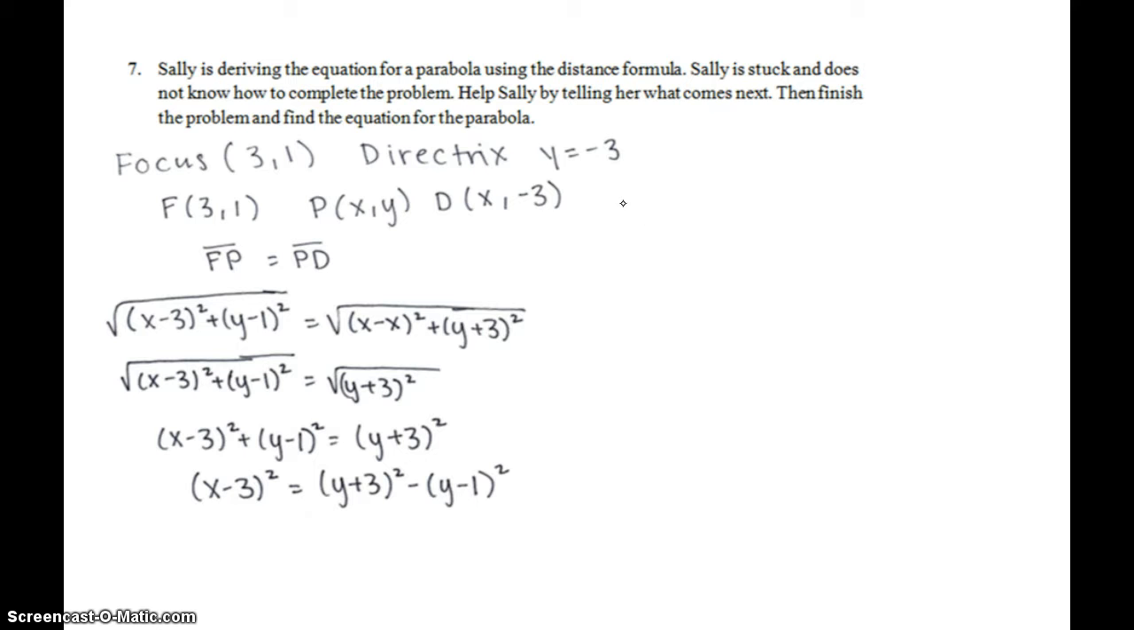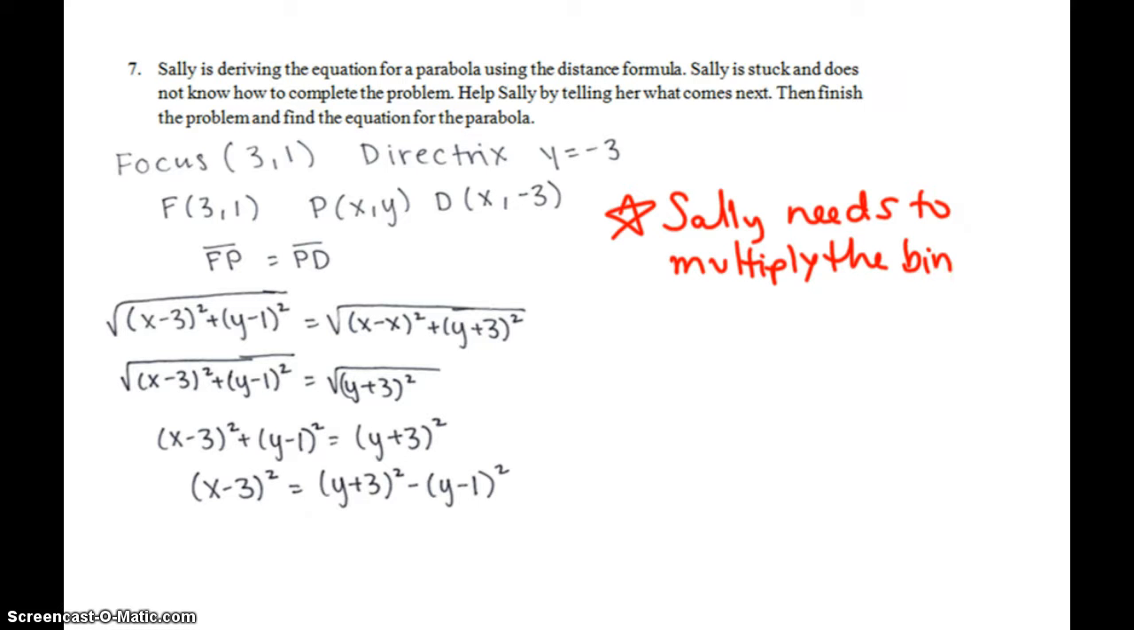So first off, the next thing that Sally needs to do is she needs to take these two binomials and multiply them out. So I would say Sally needs to multiply the binomials. Now you can use whichever you prefer. I've shown you the box method before or the FOIL method. So just as an example, I'm going to do the box method on the first one.